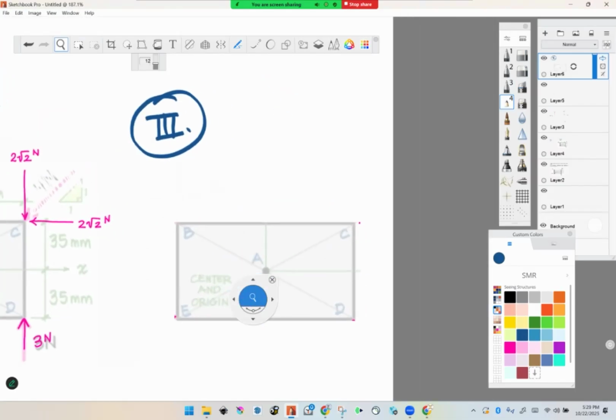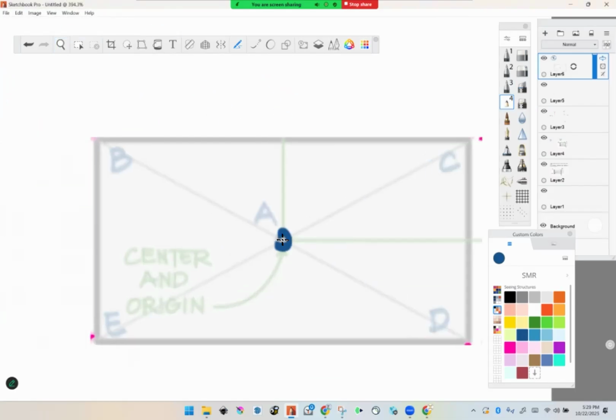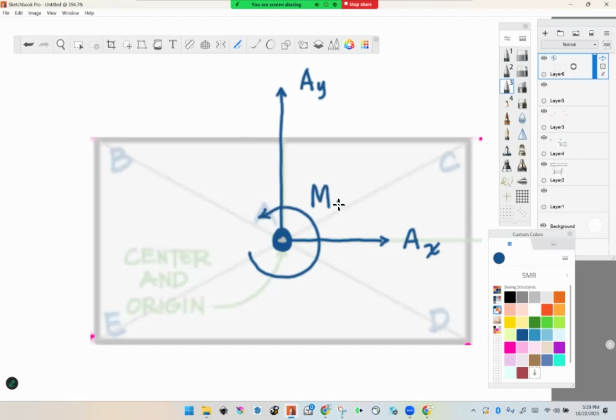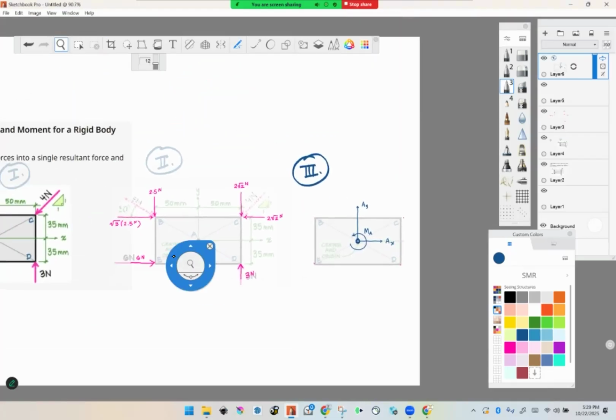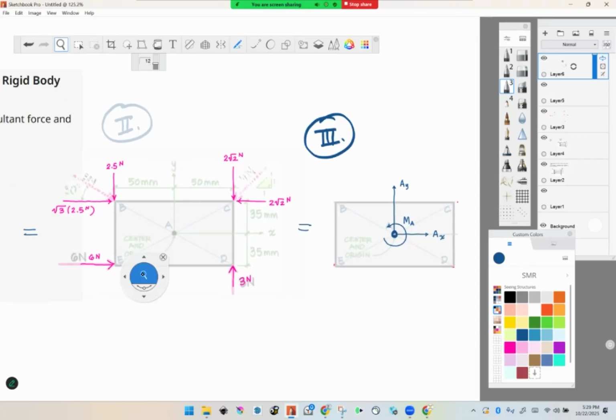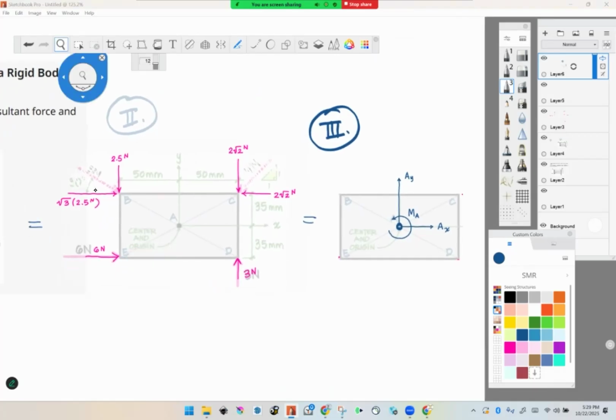And so what I'm going to do is structure it like this. I'm going to say I need a force component A sub x. I need a force component A sub y. And I need a moment, couple moment here, M sub A. And I want to solve for what those are so that all three of these systems have the same tendency to rotate and to translate. Okay, let's run through our equations.